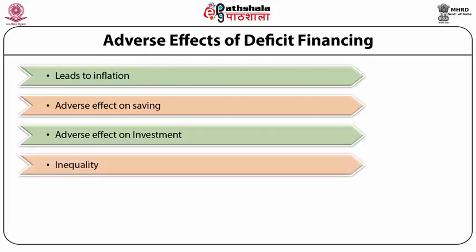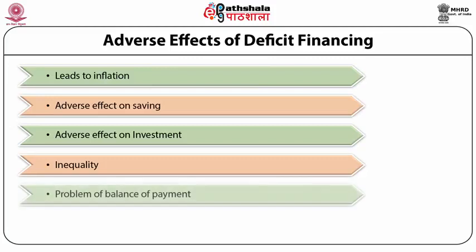Next comes inequality. In case of deficit financing, income distribution becomes unequal. During deficit financing, inflationary pressure can be seen on the economy, which makes the rich richer and poor poorer. The fixed wage earners are badly affected and it leads to deterioration in their standard of living.